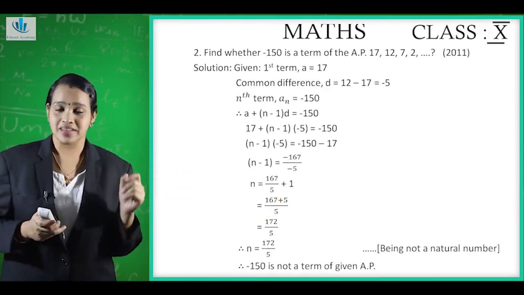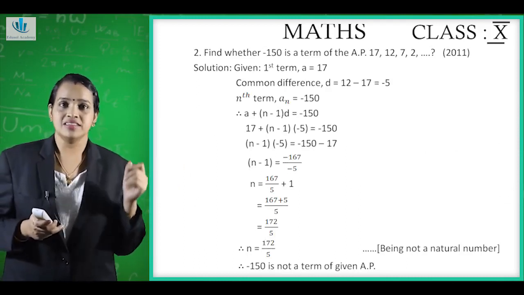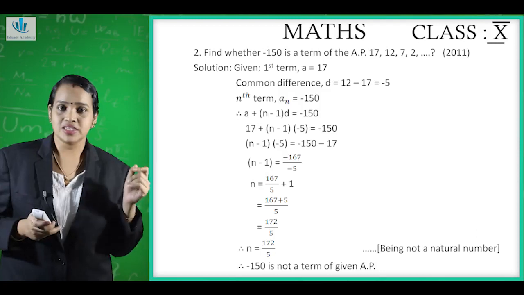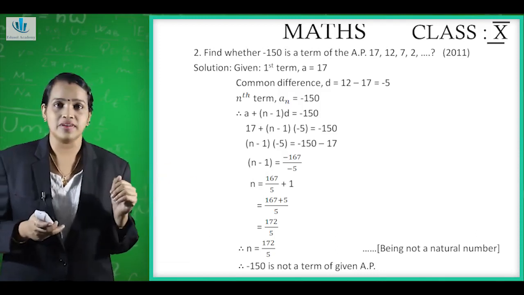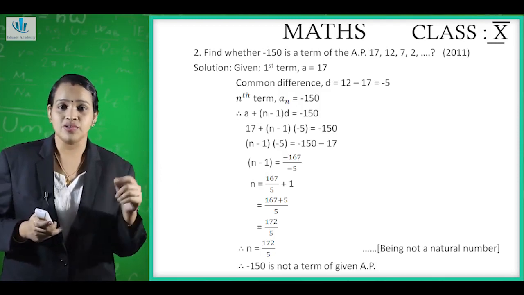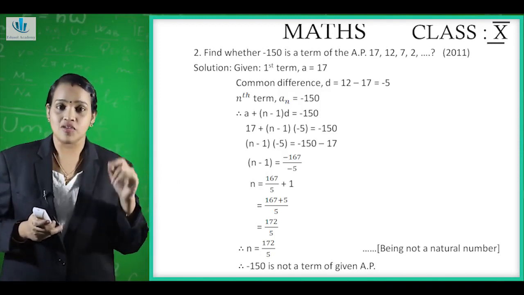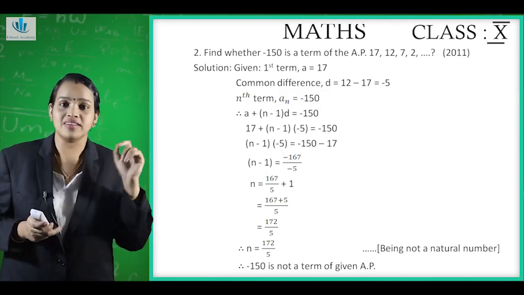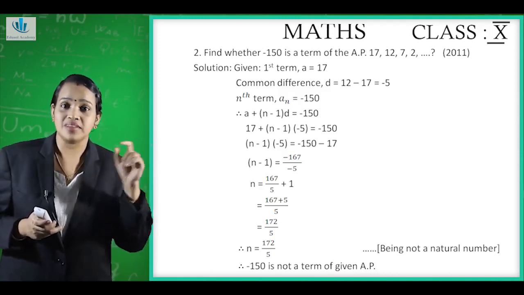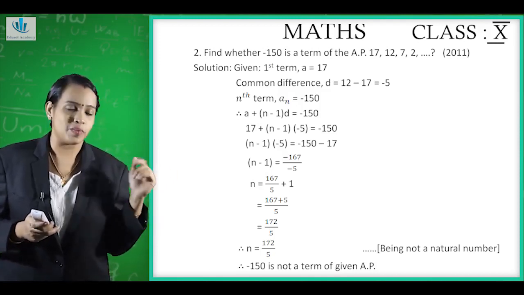Find whether minus 50 is a term of the AP 17, 12, 7, 2. Now this question has appeared in the year 2011. Now you know what we have to do. You can see in AP the numbers are decreasing. Now what we have to find out? We have to find out whether the minus 50 will come in this sequence or not. So let's begin with the problem.